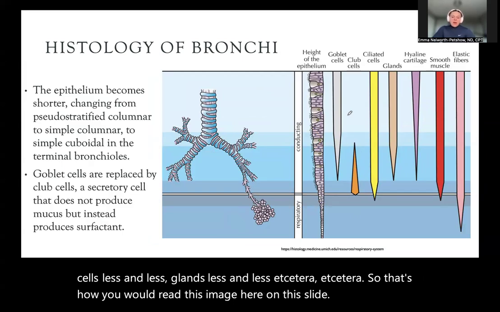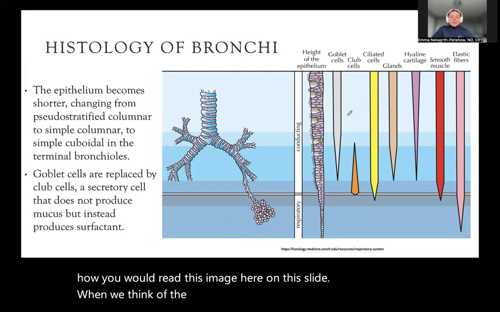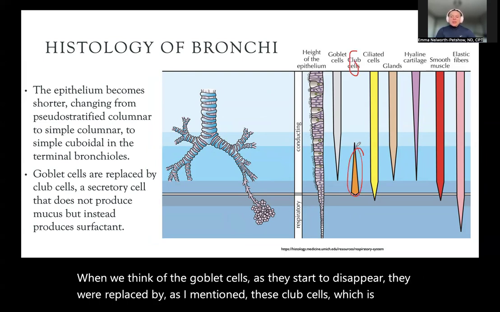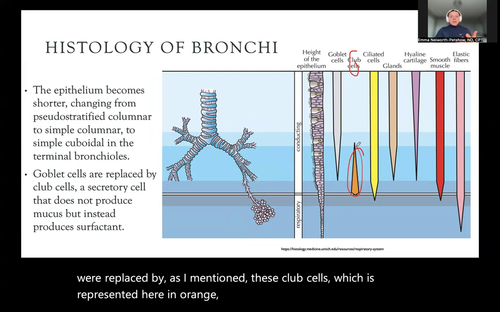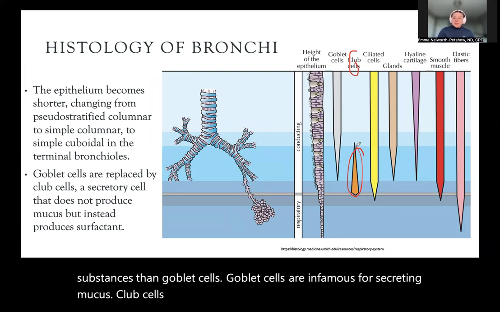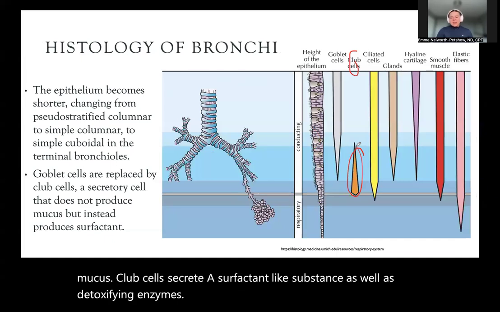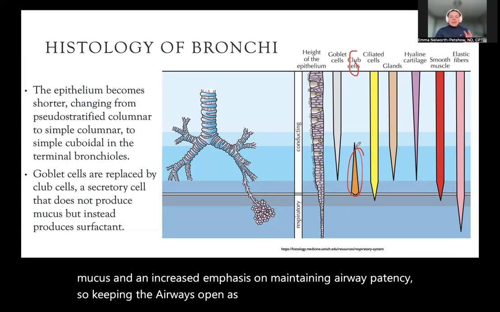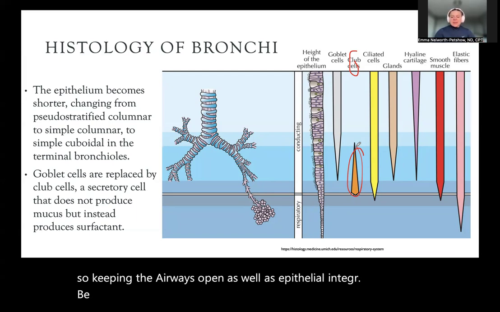When we think of the goblet cells, as they start to disappear, they are replaced by, as I mentioned, these club cells, which is represented here in orange. These secrete different substances than goblet cells. Goblet cells are infamous for secreting mucus. Club cells secrete a surfactant-like substance, as well as detoxifying enzymes. This shift reflects a decreased reliance on mucus and an increased emphasis on maintaining airway patency, so keeping the airways open, as well as epithelial integrity in these smaller airways, these smaller passageways.